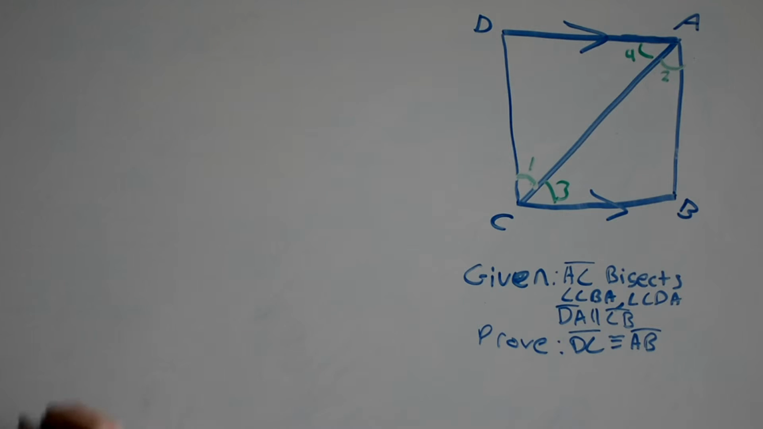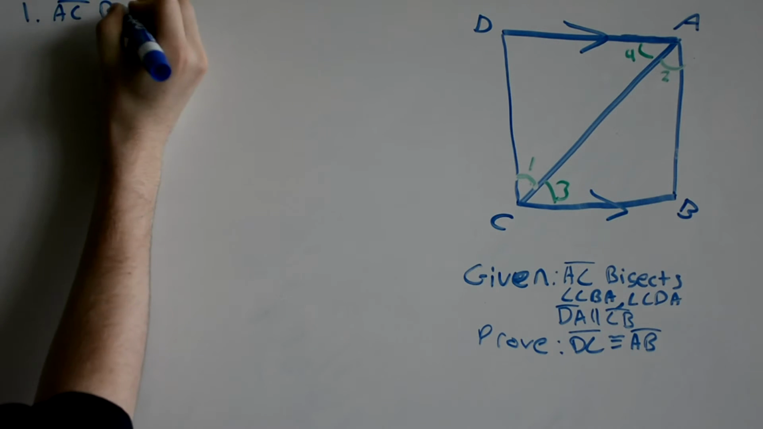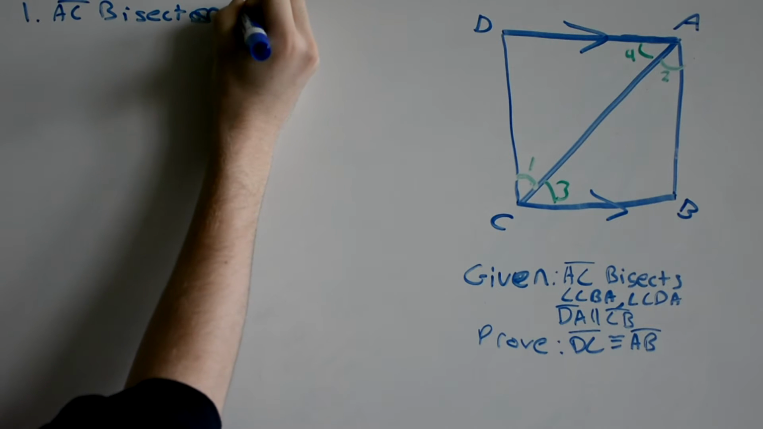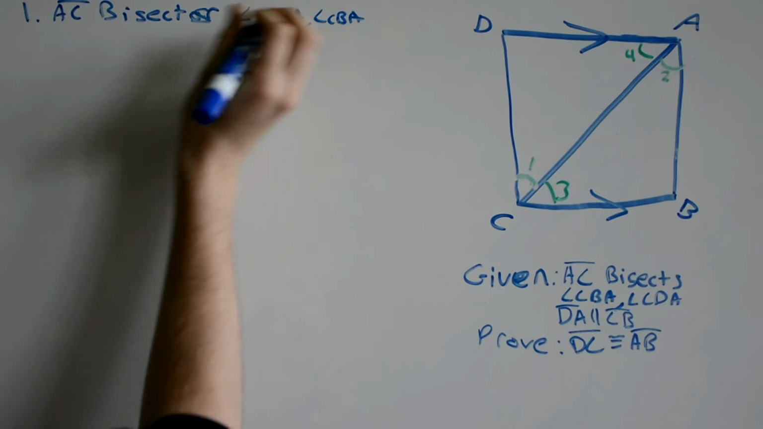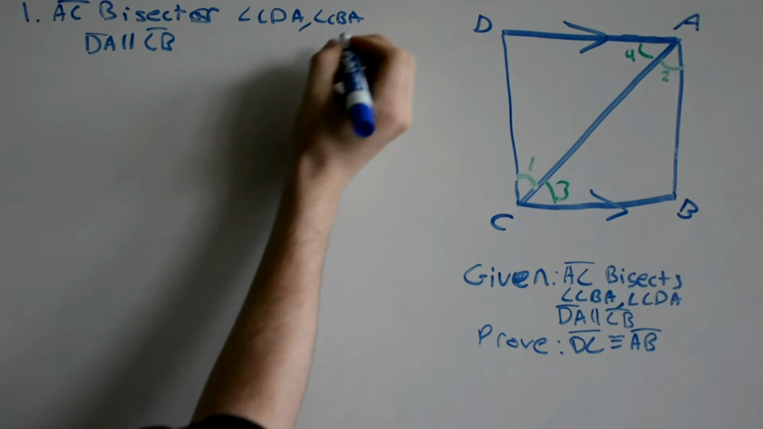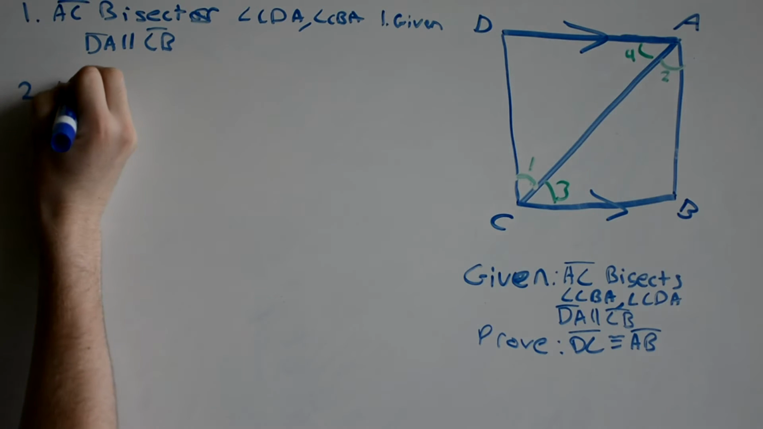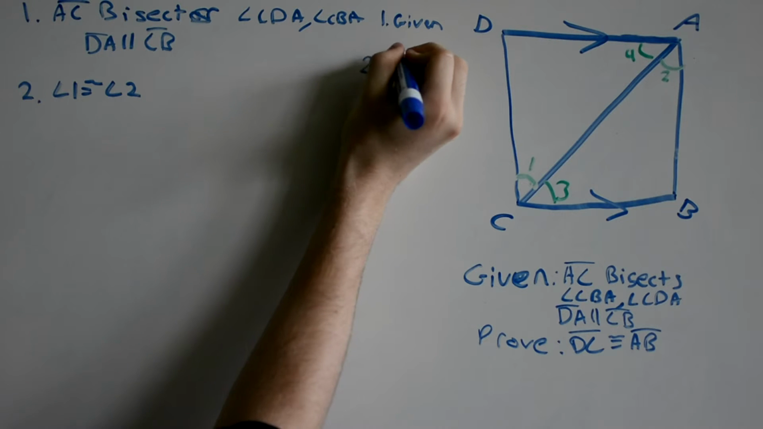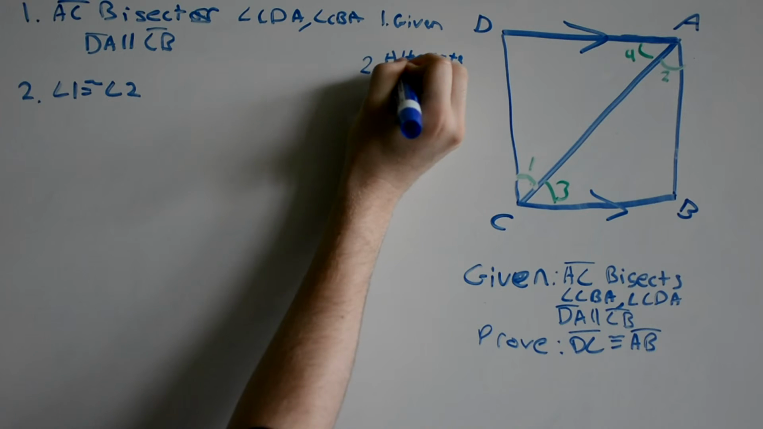Alright, so first off, when doing a proof, you have to write out the given. So you were given that line AC is a bisector of angles CDA and CBA. And you also know that line DA is parallel to line CB. This is given to you. The next thing you know is that angle 1 is congruent to angle 2 because they're both alternate interior angles, sorry.